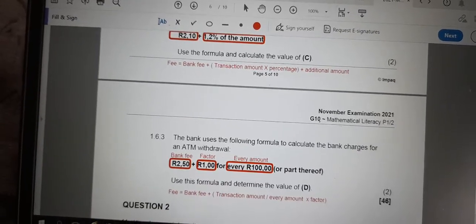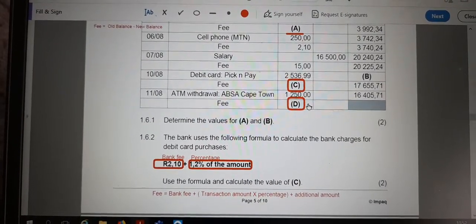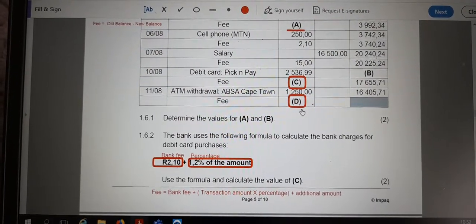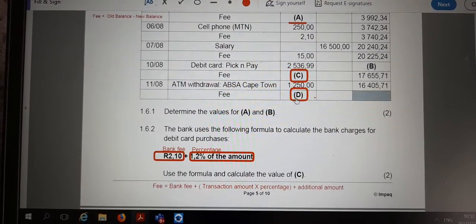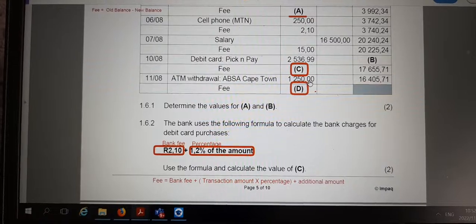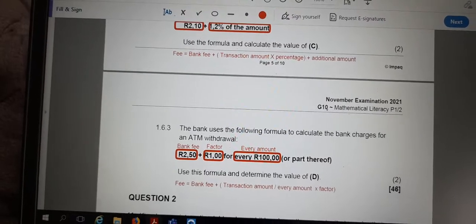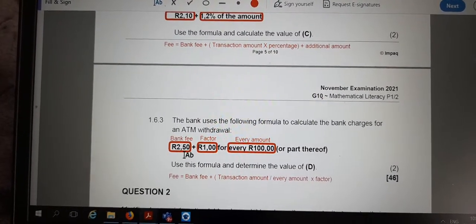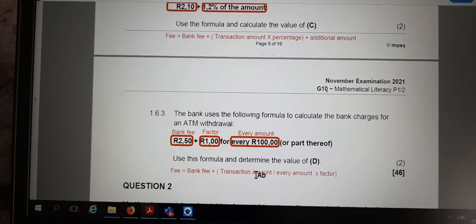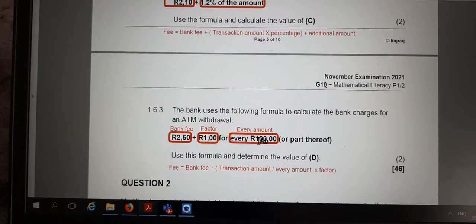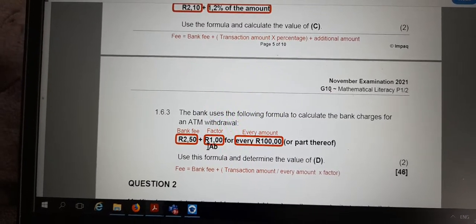I want us to check for D quickly in the table. There we have D, you see, and D is going to be equal to the bank fee. And for D, our transaction amount will be this one, 1,250. So let's go down to the formula. D is going to be this bank fee plus the transaction amount, which is 1,250, divided by every amount, which is 100 Rand, and then times the factor, which is 1 Rand. Then you should get your answer.